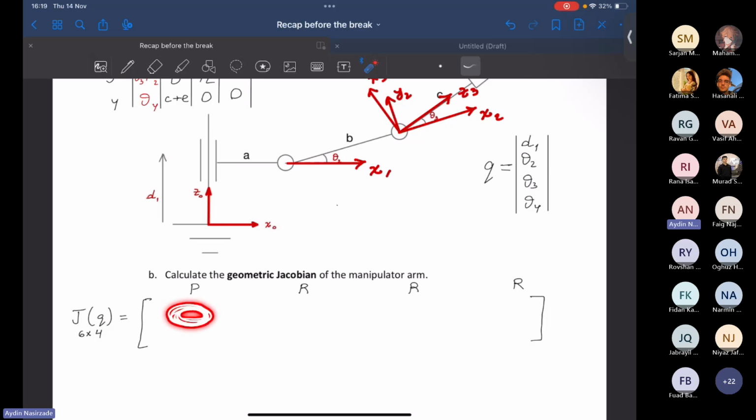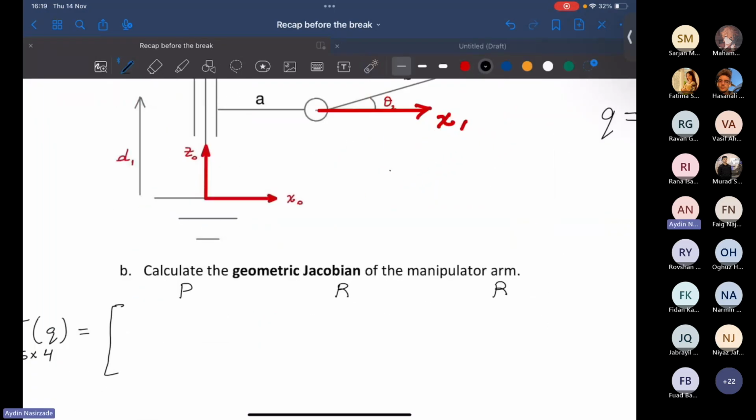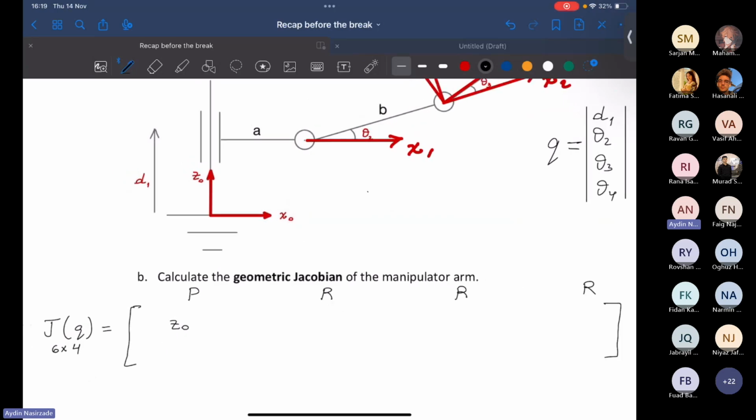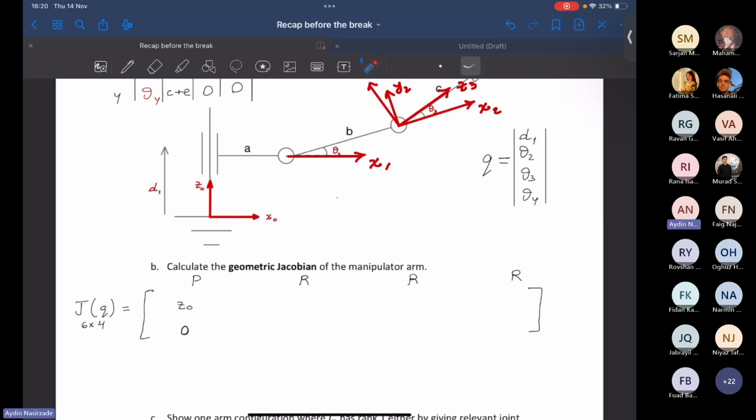This particular part will contain the contributions of the prismatic joint on the linear velocity of the end effector. According to our lecture, it's going to be z0 only. And the prismatic joint does not have any contributions on the angular velocity of the end effector. That's why it's going to be a zero vector.